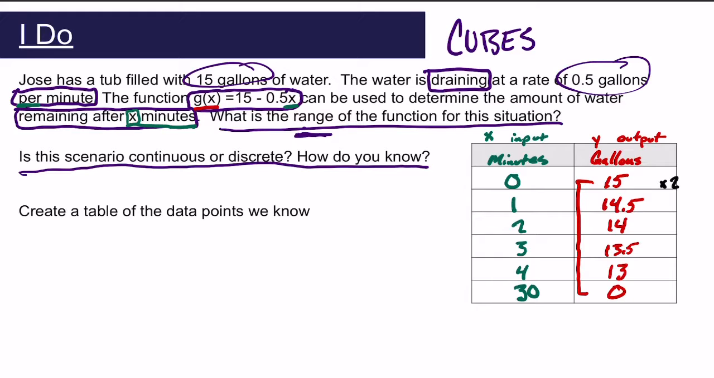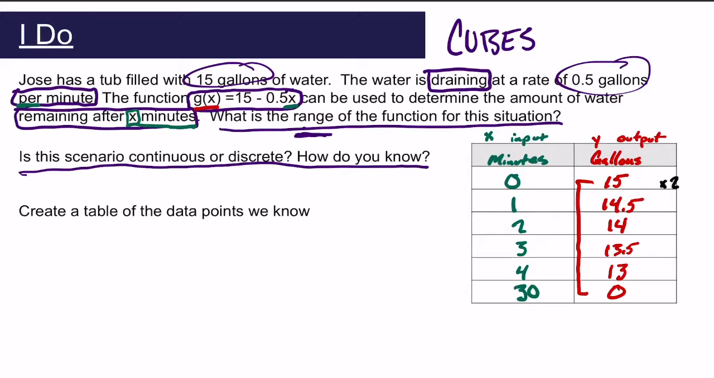So even at 1.75 minutes, you could put that in the function and you're going to be able to get how many gallons are remaining. Also, if I want to know how many minutes there was 13.33336 gallons, I could put that in the function and I could get it because this is a continuous graph. It's going to be a straight line. So we know with our continuous, we're going to be using inequalities, right? Greater than or equal to, things like that.